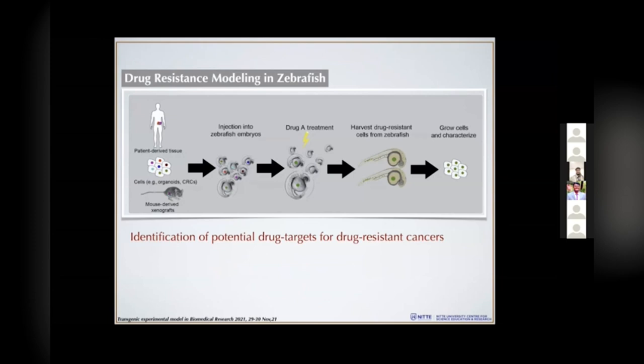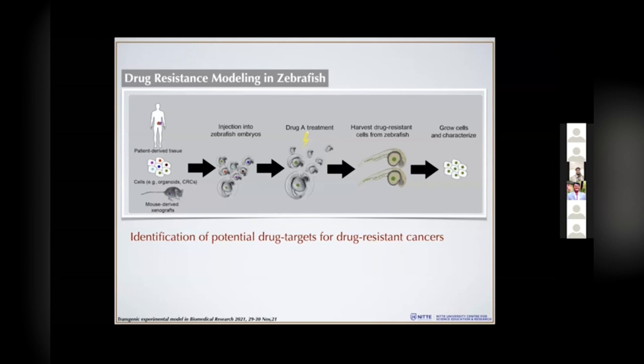Yes. The other way of doing it is looking at the major problem, which is drug resistance or chemoresistance. What you do, same thing, you take patient-derived tissue, or cells from organoids or from 3D culture, wherever, or from a mammalian system, and put them in zebrafish embryos. In the previous one, you were treating them with different drugs. Here, you are giving cells obtained from different sources, but you are giving a single drug, and looking at the ones that are able to withstand the effect of the drug. The cells which are able to withstand are potentially drug-resistant cells.